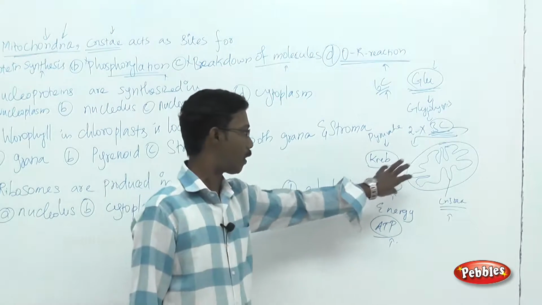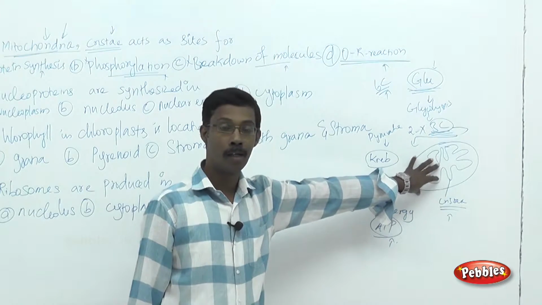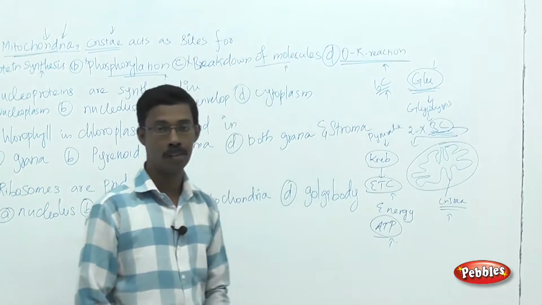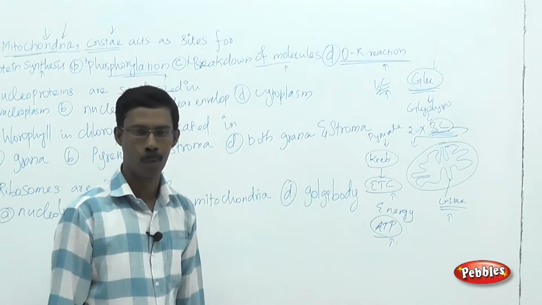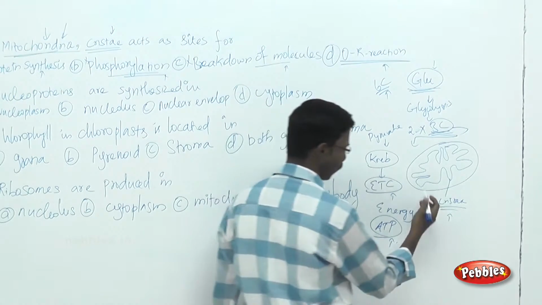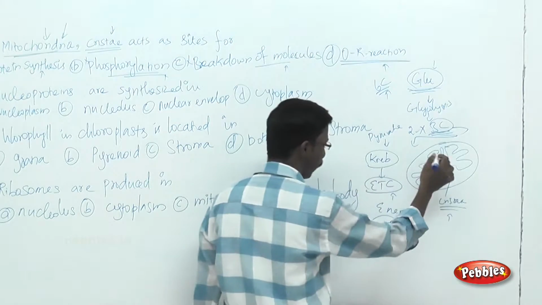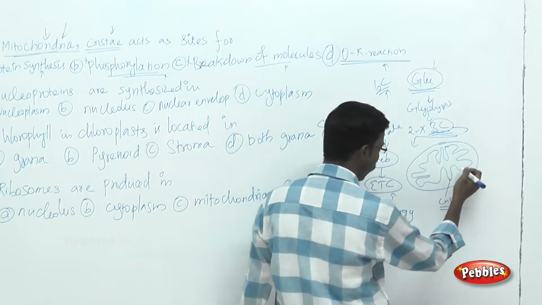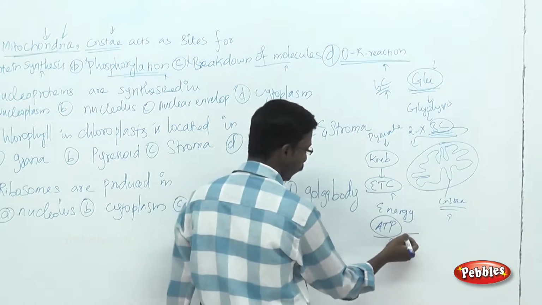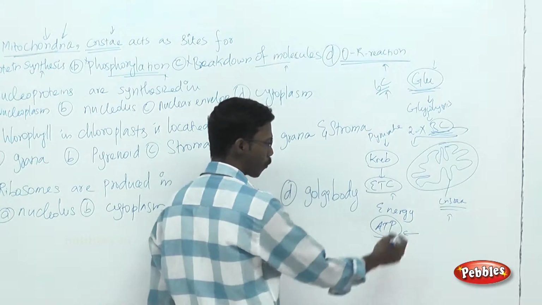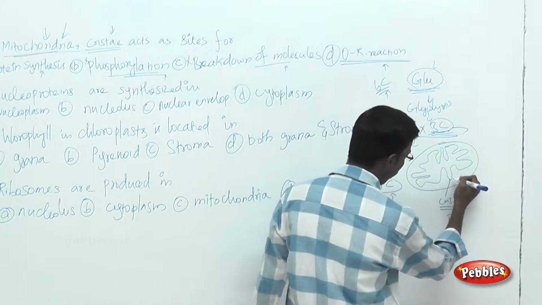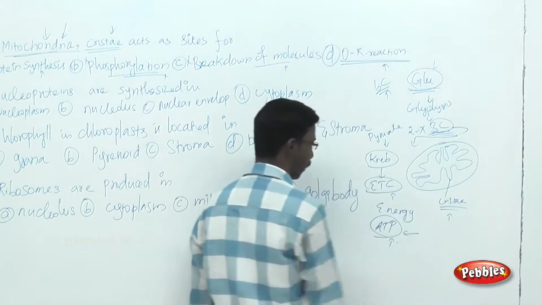This electron transport chain happens in the inner membrane of the mitochondria. This is what you have to remember whenever you are thinking about mitochondria structure. There are two membranes, outer membrane and inner membrane. The major role is that they produce energy in the form of ATP. The inner membrane forms the finger-like structures called cristae.